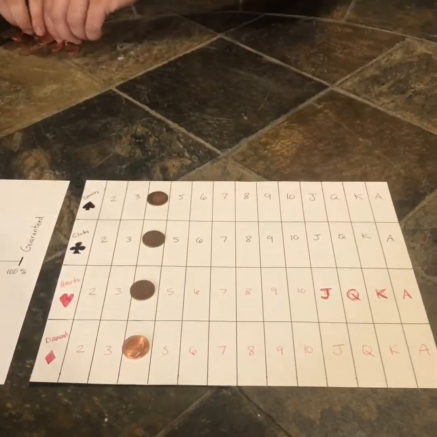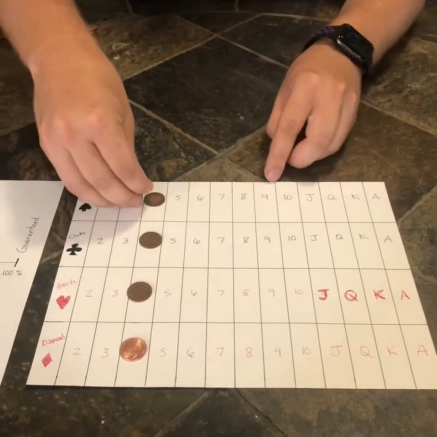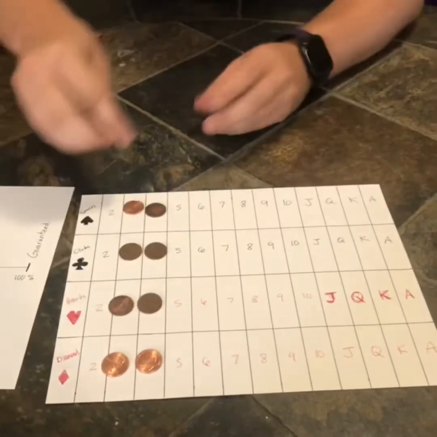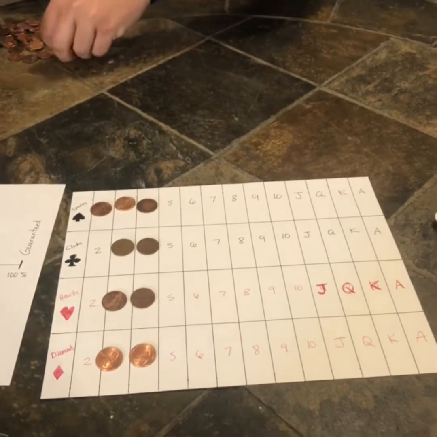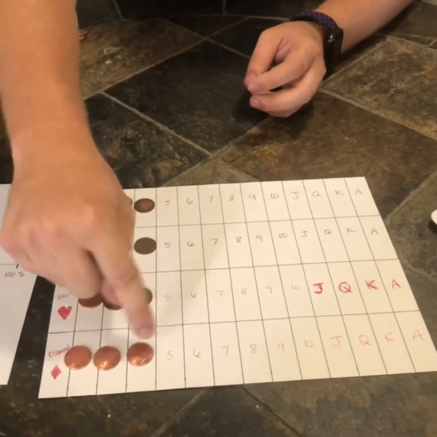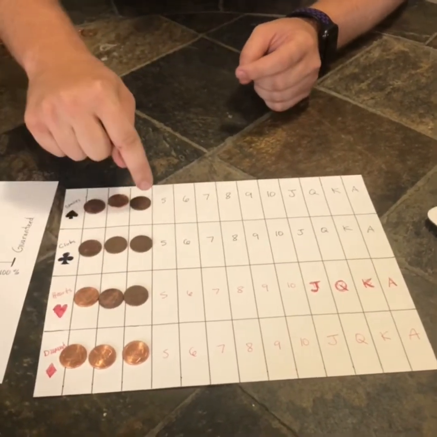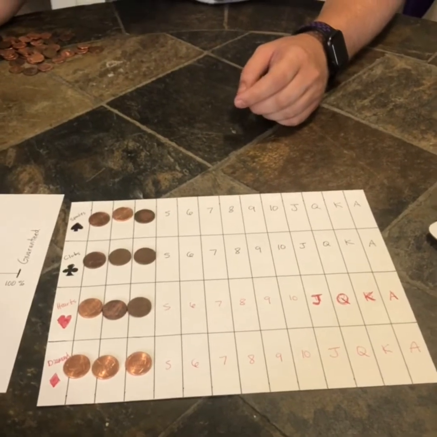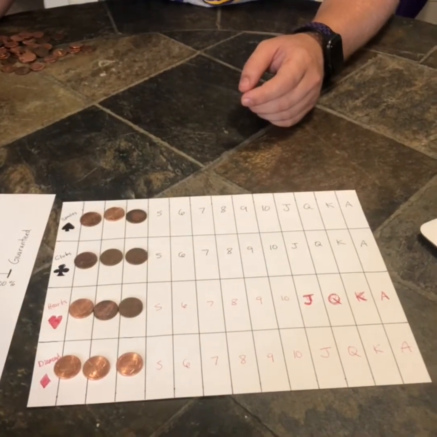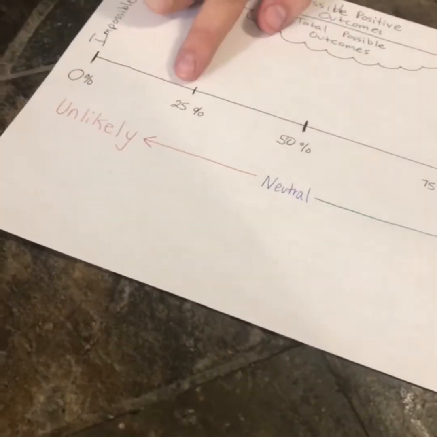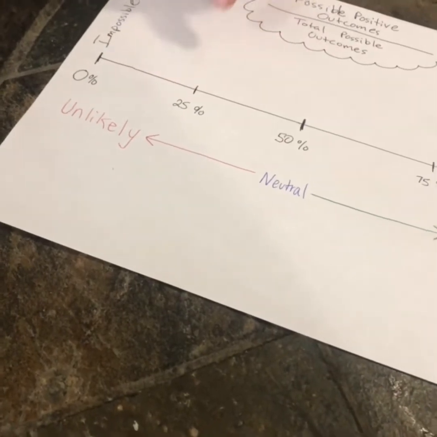The 3s are smaller than a 5. And the 2s are smaller than a 5. So I have 3, 6, 9, 12 out of 52 cards in the deck that are smaller. So 12 divided by 52, that is 0.23. So once again, that's going to be 23%. That's going to fall in our unlikely category.